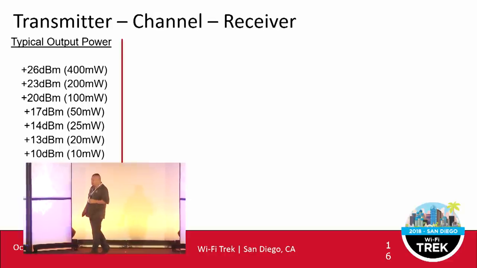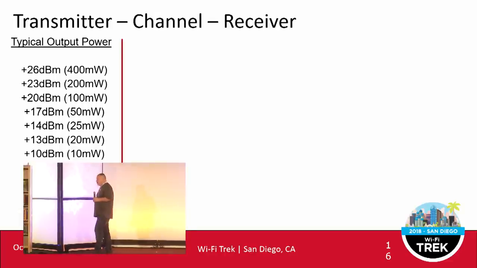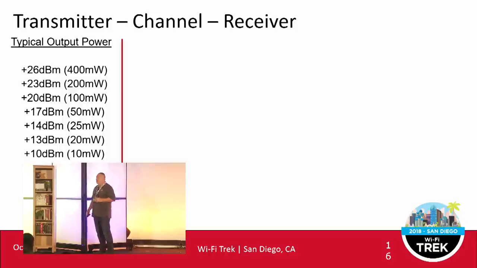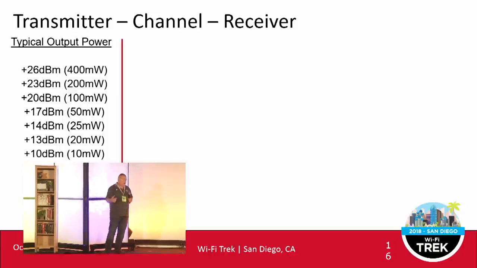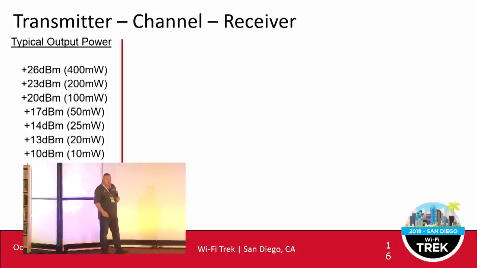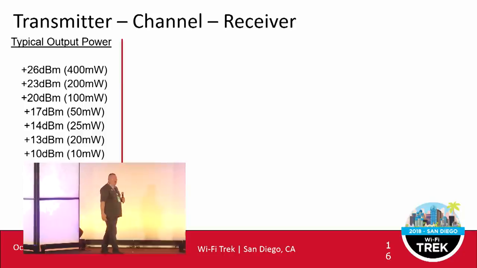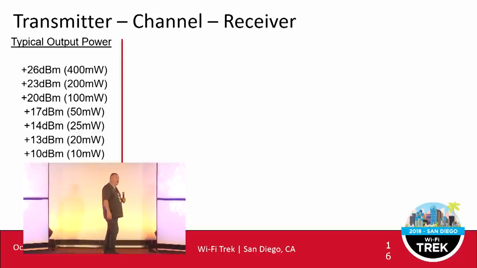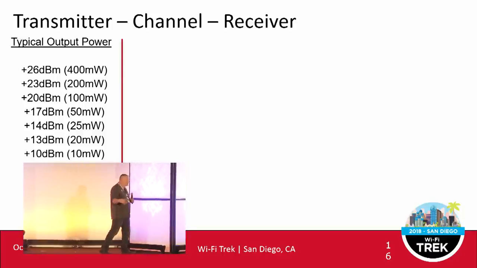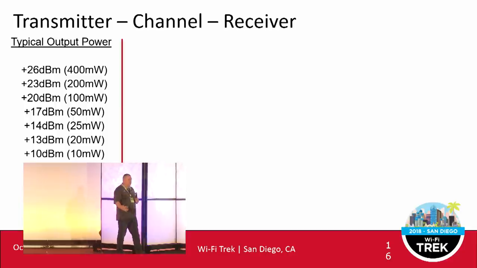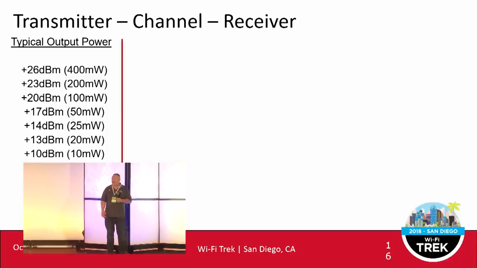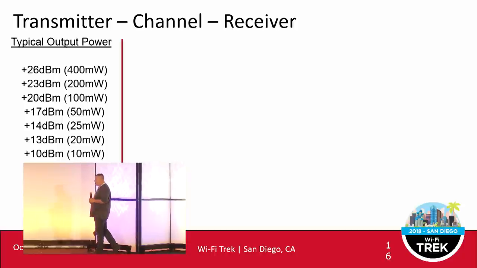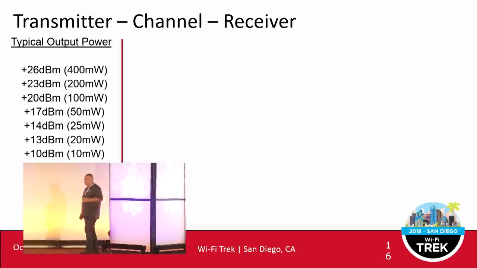Now let's talk about what's normal on the transmit, on the channel, and on the receive. So we've got an entire range I'm showing here from lowest transmit power up to the normal maximum power. Of course, I know that some vendors can go higher than 26 dBm. That's a lot of power, but some vendors can go a little higher. That's okay. We play right in the middle.